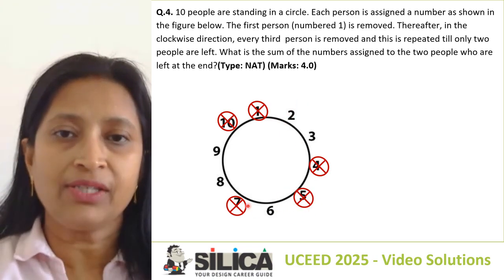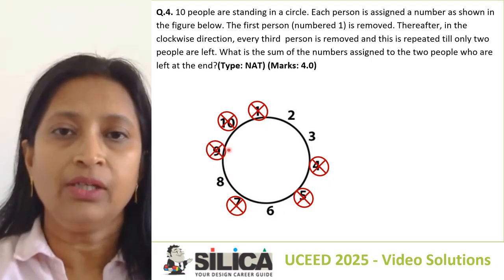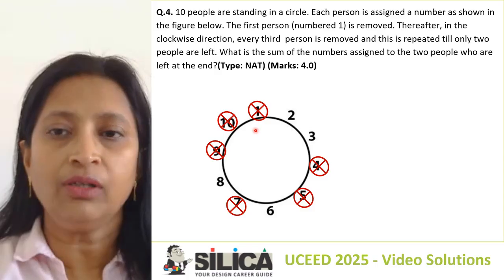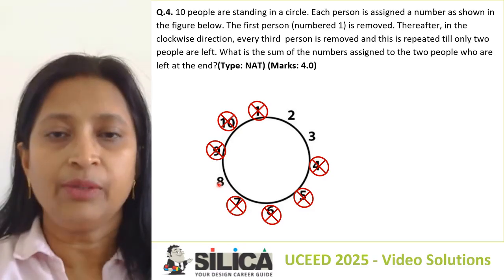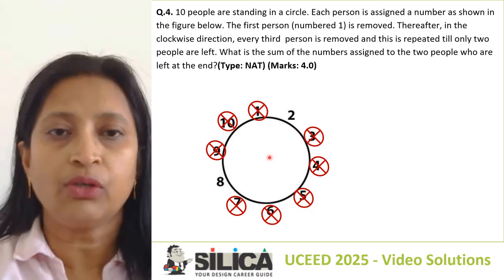Again, the clockwise third person is 9, because this 7 is already gone. So 9. Now again these 2 persons are already gone, so the third person is 2, 3, 6. So 6 will be gone now. Now from here, the third person: 1, 2, 3. So now 3 will be gone.